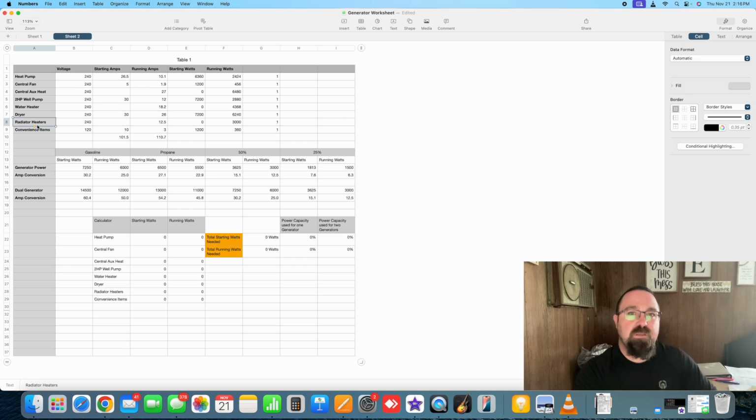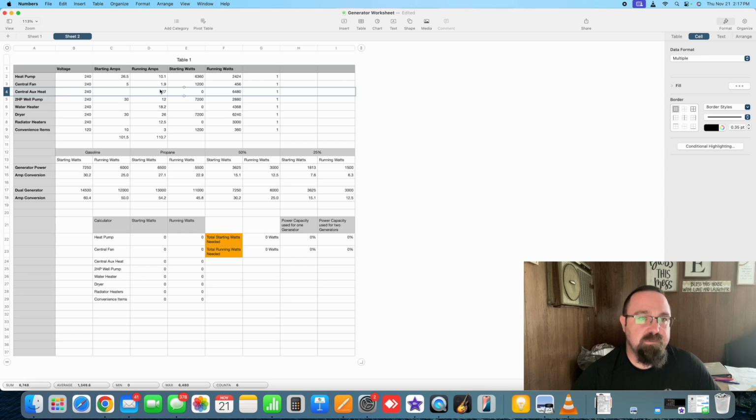And the reason I chose to do that is because to use the central auxiliary heater, well, it says it right here, the central auxiliary heat. That uses 27 amps or 6,480 watts running. That must be a really big heater. And we very rarely use it.